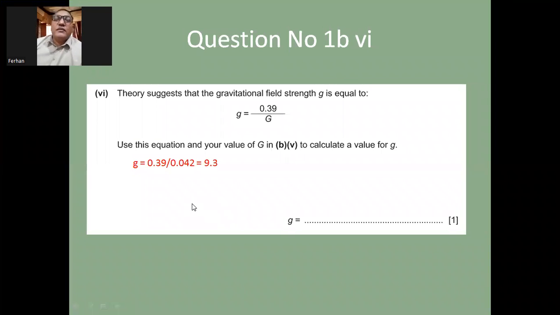Okay, so my dear students, we found a little mistake when I was typing. There was a typing error. This value was 0.042. I wrote here 0.42. That was wrong. The actual value is 0.042. So when you divide 0.39 by 0.042, you get 9.3. So our value of the small g is 9.3. I hope you understand.